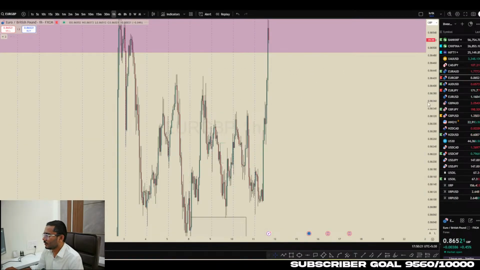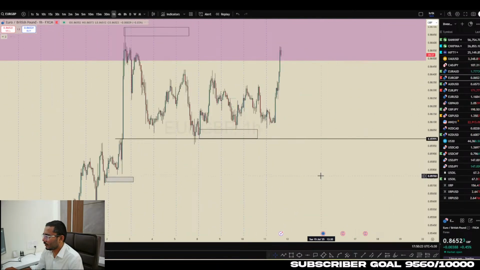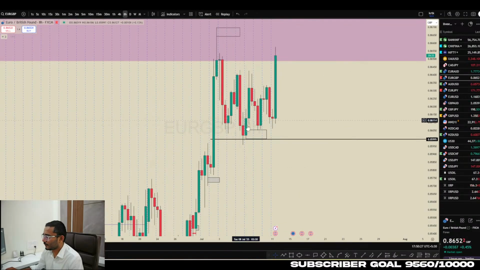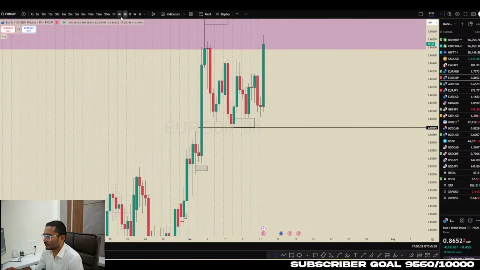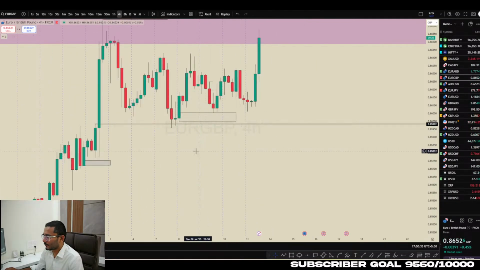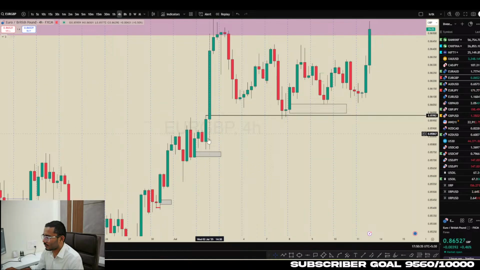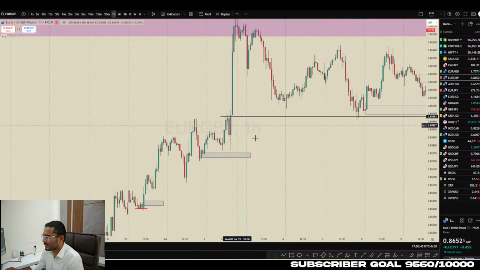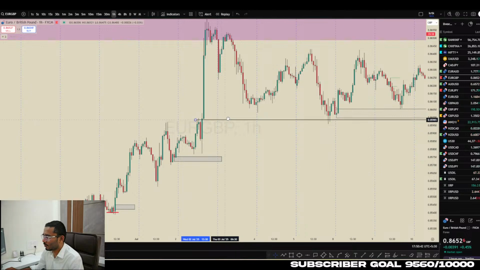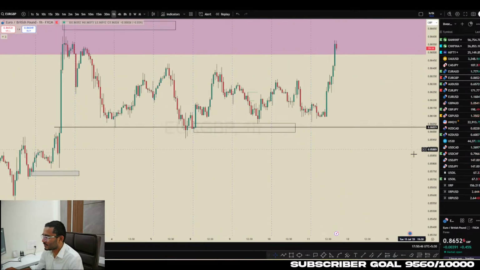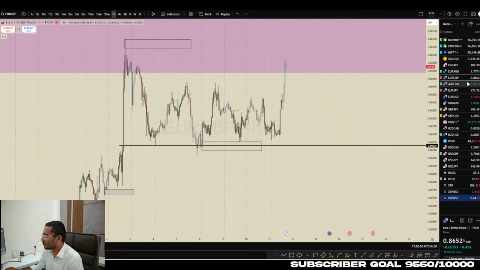Let's look at GU. I have shared this study in my community. So the logic was price had already tapped this area. Like this candle took out this previous candle, so it became our order block. This is our FVG. Price tapped this order block, and then there was this unmitigated order block. Price tapped this unmitigated order block and then started to go to the upside.